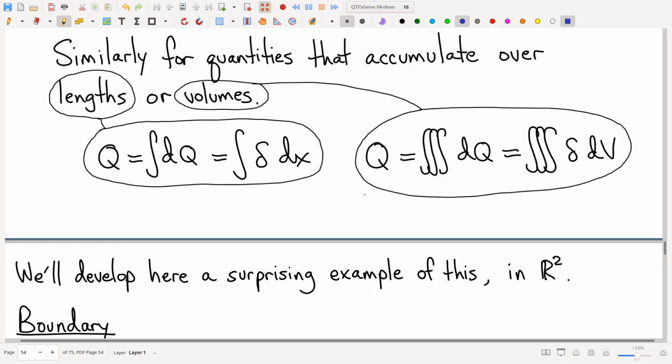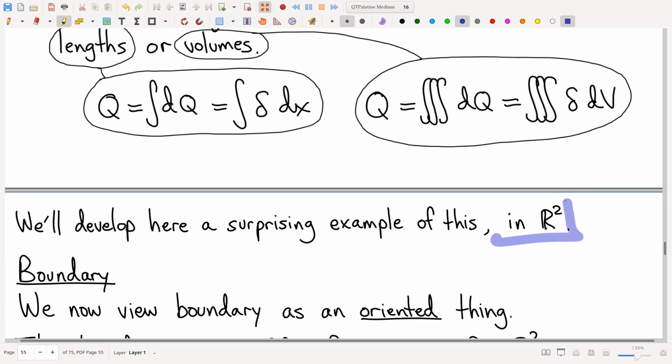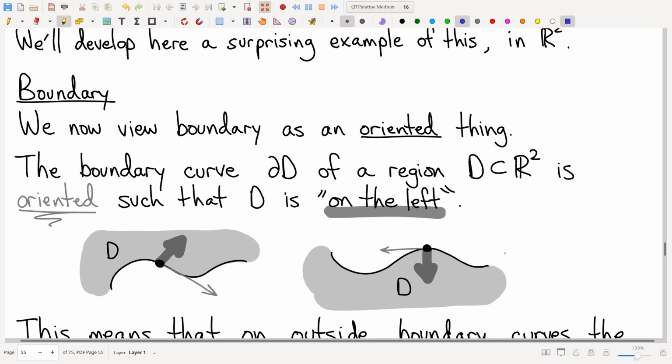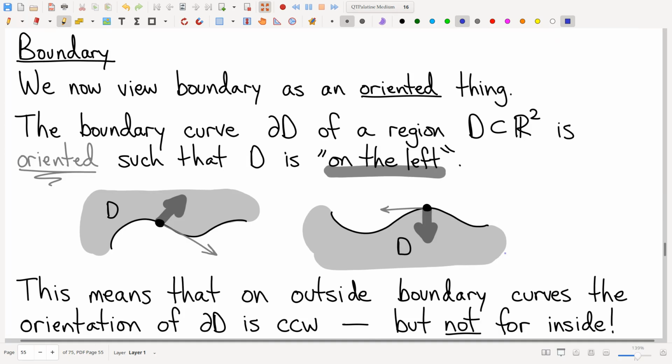Here's our first example. It's going to take place in 2 dimensions. I am going to have to set up a little bit of convention. We're going to have to define what we mean by oriented boundaries, and then we're going to be ready to create an eyebrow-raisingly weird accumulating quantity. But anyway, we've got a little groundwork to settle first. The word boundary, up to now, y'all thought of as just being a curve. That's not going to fly anymore. Now we have to be very careful about boundaries.